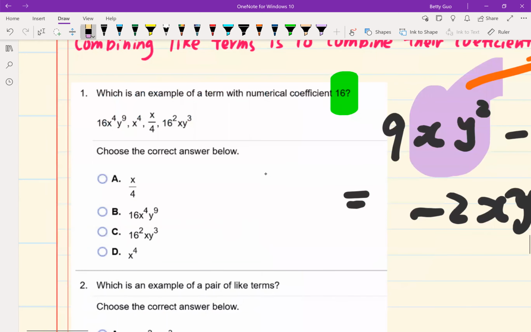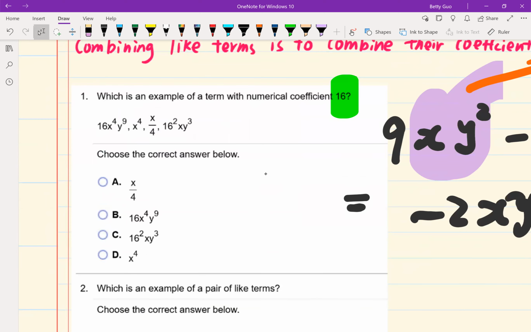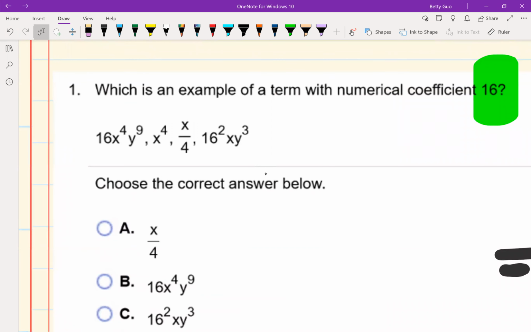Let's look at examples. We have two here. Number one, which is an example of a term with a numerical coefficient 16. Which term has a coefficient, or numerical part, 16? Which one? The first one, right? The first one has a coefficient 16.